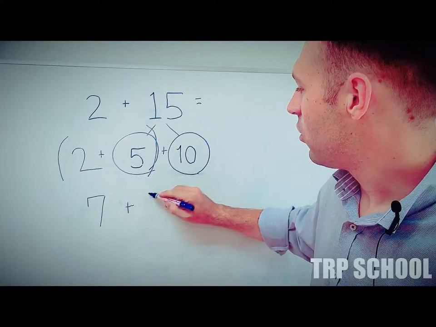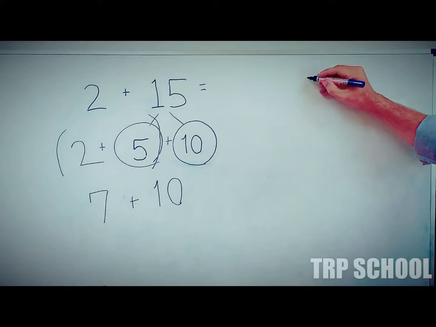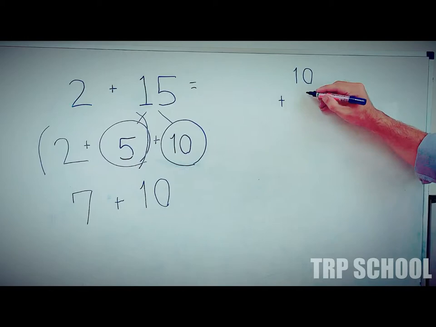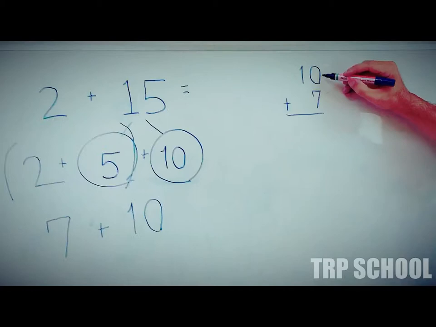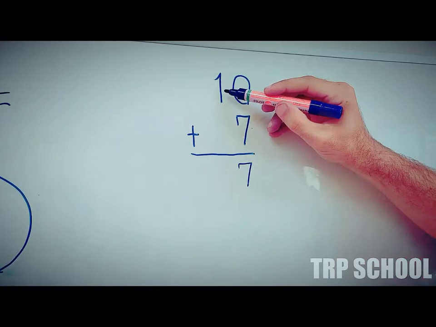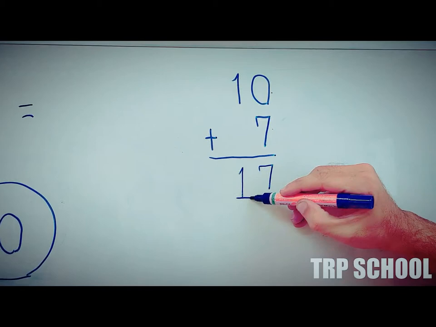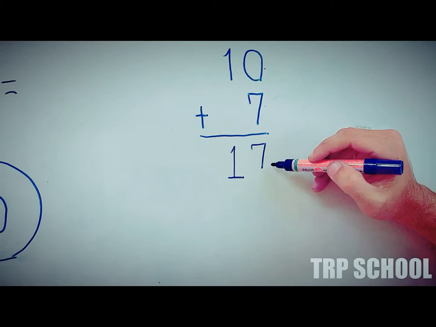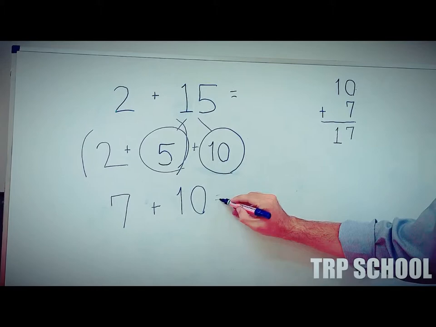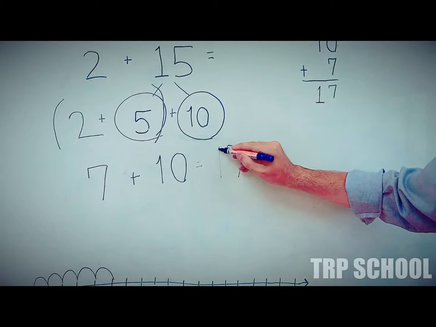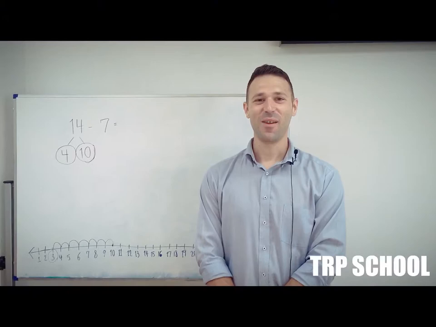Now this is much easier if I write my numbers like this. I'm going to bring my 10 up here, and then I'm going to add my 7 in the ones place. Let's add them together. 0 and 7 makes 7. 1 and 0 gives us 1. That's 10 plus 7 equals 17. Alright? So, we can write our answer over here as 17.